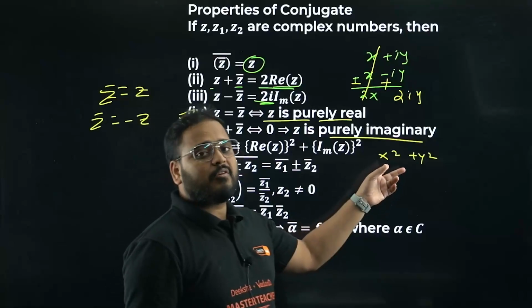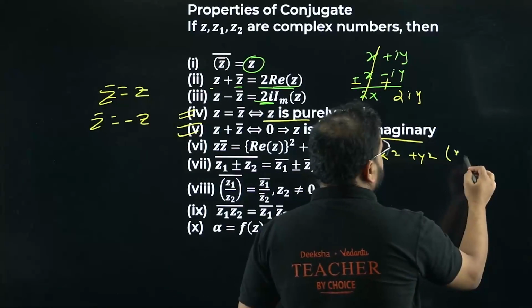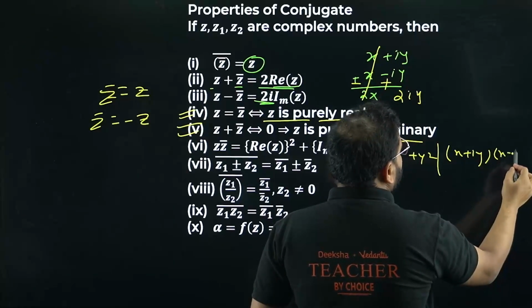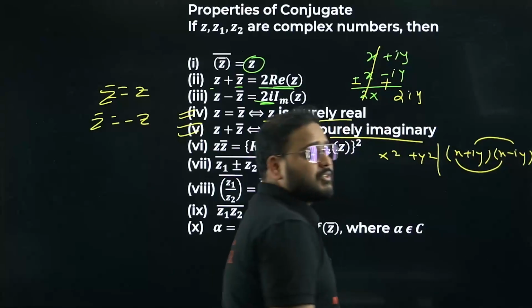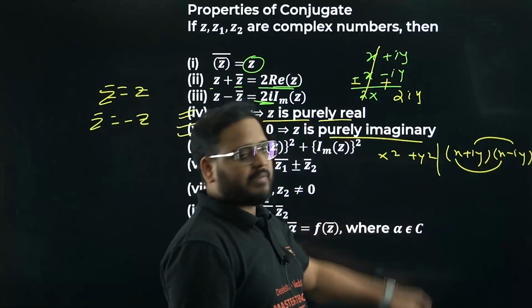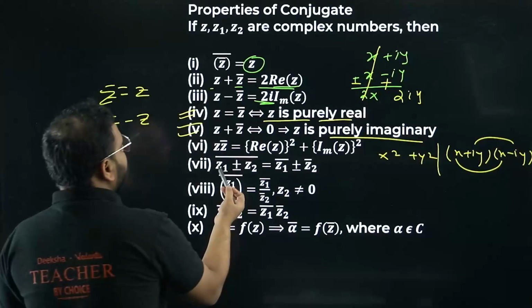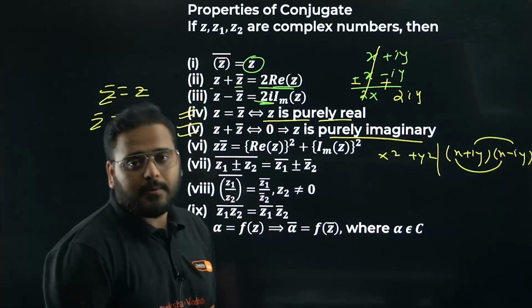How can we get this? From the formula x plus iy into x minus iy. Please multiply. x into x is x square. We get i square y square. i square is negative, that's why plus y square. Clear now?